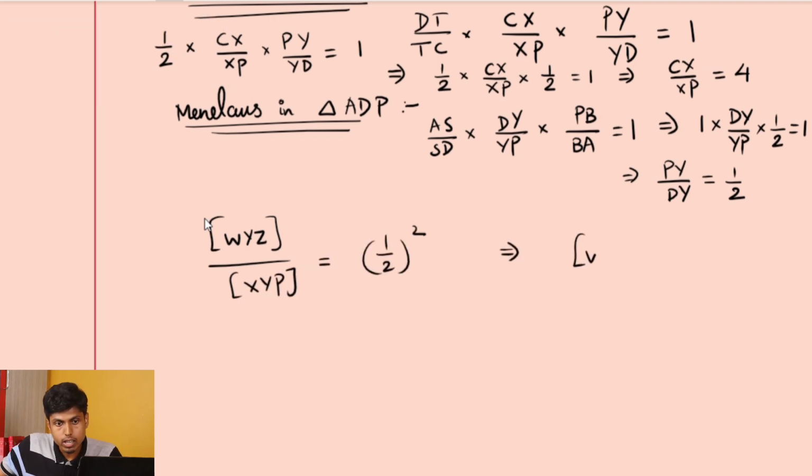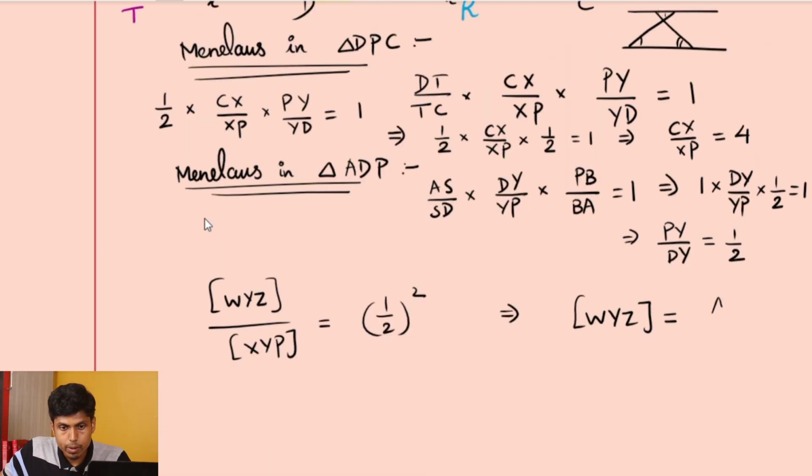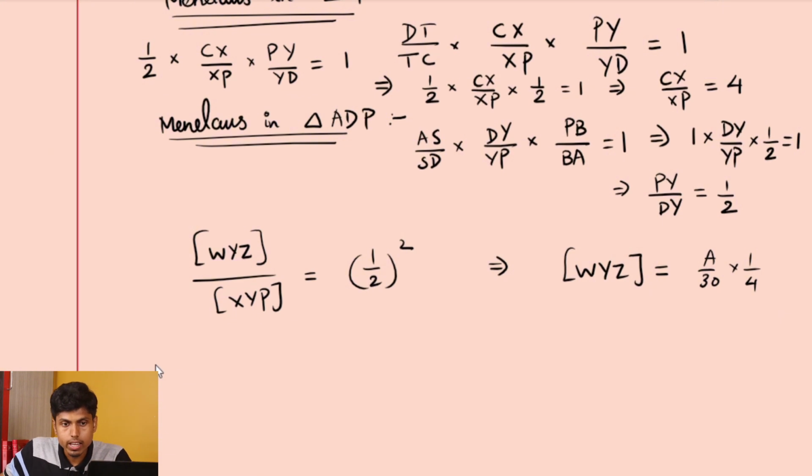This makes area of WYZ equal to XYP's area times 1 by 4. XYP's area is A upon 30. That's what we proved here, the purple shaded area. So it would be A by 30 times 1 by 4. This means that the area of WYZ is A upon 120. Now let's get back to the original diagram and you will be able to relate everything.